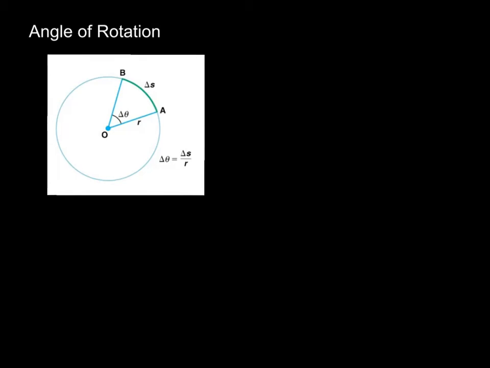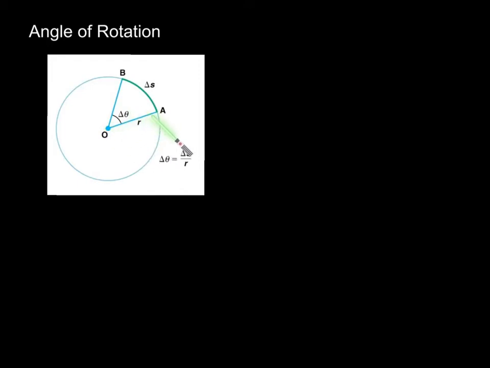When it comes to angular motion, the first thing we want to talk about is how we're going to measure it. One of the main ways we're going to measure it is with angle of rotation. We're going to measure literally how far this thing has rotated angularly. So we're going to do it using angles. The angles we use are going to be in radians, so you're going to have to remember how to use radians.